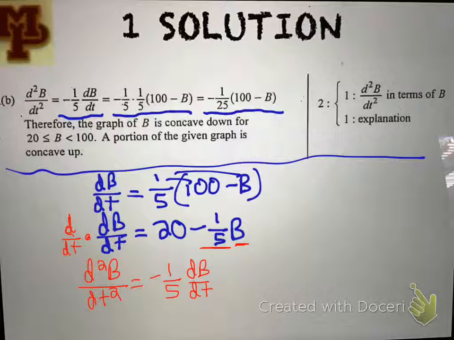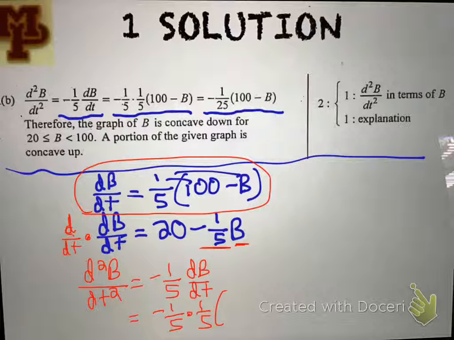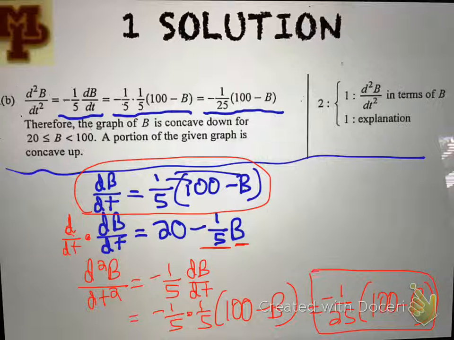The only thing is we don't really want the second derivative in terms of the first derivative. So we just replace that dB/dt with what we know it to be, and see this here is the dB/dt. So we just replace it, and so this would be negative 1/5 and then 100 minus B. And then we can simplify it a little bit like they did. So they have the negative 1 over 25 and then 100 minus B. So this is where they're getting that second derivative.